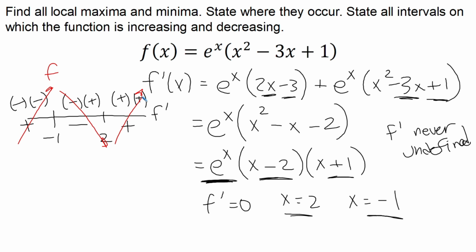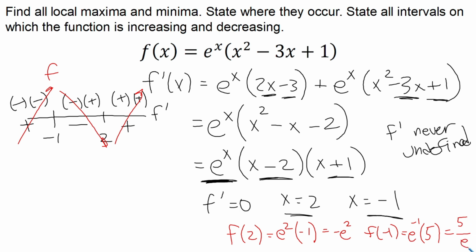And now we just need to figure out what the actual max and min values are by evaluating f of 2 and f of negative 1. Well, f of 2 is just e squared times whatever we get if we evaluate x squared minus 3x plus 1 at 2, which is 4 minus 6 plus 1, which is just negative 1. So that'd be negative e squared. And then we need to find f of negative 1. Well, f of negative 1 is e to the negative 1 times, well, negative 1 squared is 1. 1 plus 3 is 4, plus another 1 is 5. So this is 5 over e.